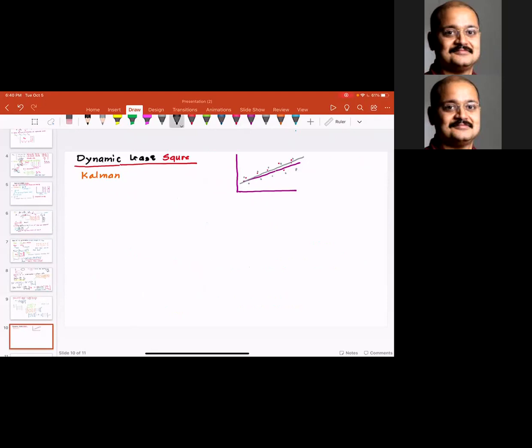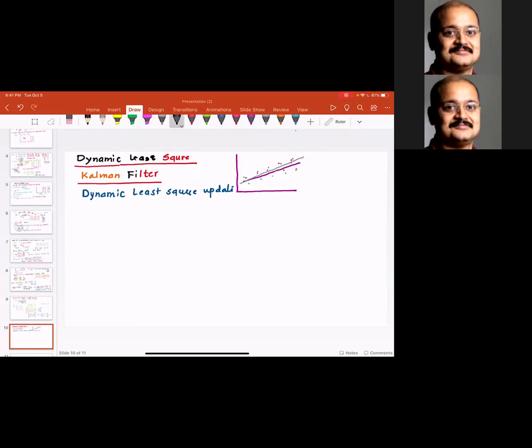Kalman filter. So what is a Kalman filter? Kalman filter is nothing but an algorithm for dynamic least square update. So Kalman filter is the combination of the update or recursive least square and the dynamically changing data.